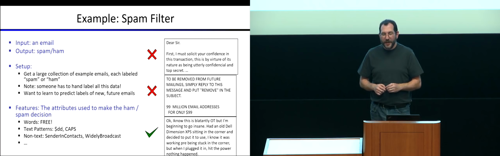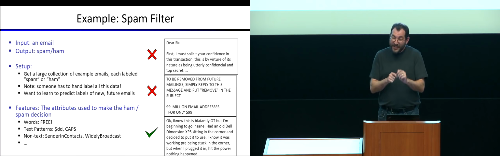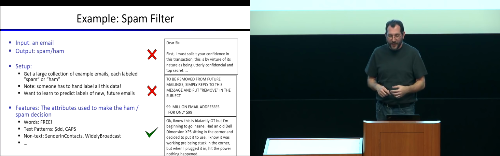For example, maybe any dollar sign followed by some numbers is a bad sign, and that's a feature that abstracts over individual words. You can either put some effort into coming up with these features, or you can look at even more advanced machine learning techniques that would automate their induction.